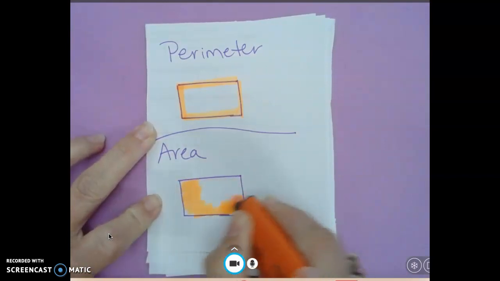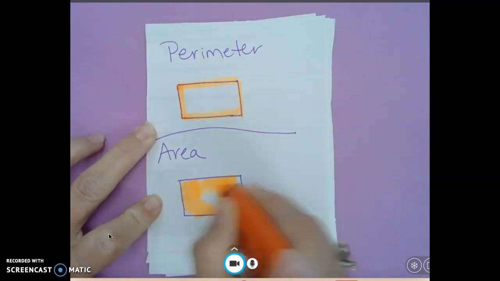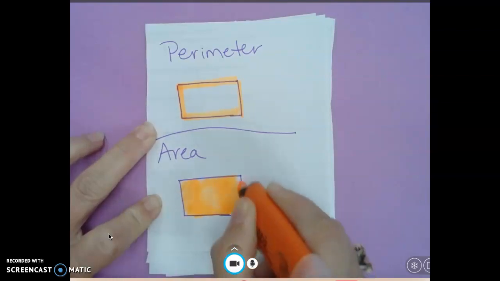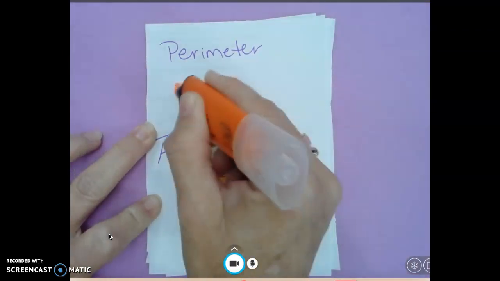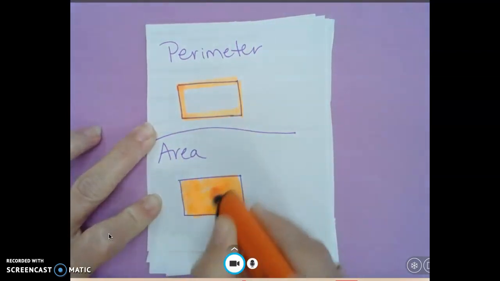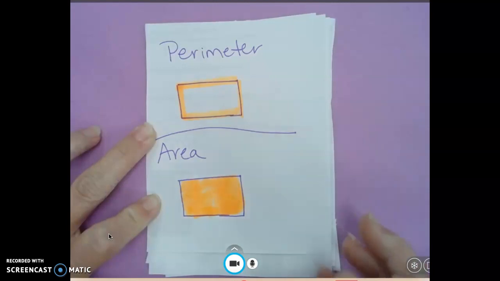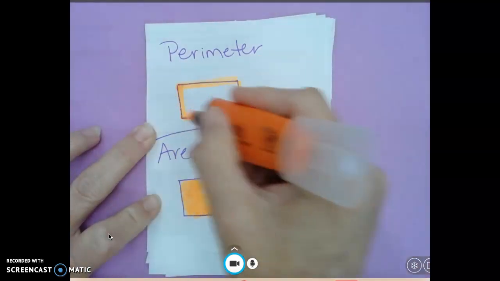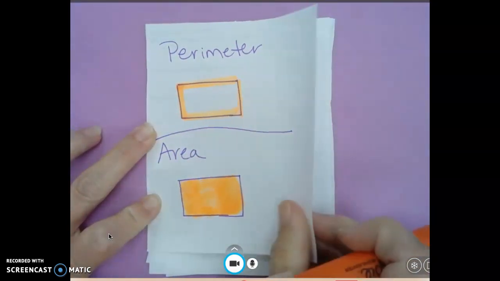So let's say, for example, we were talking about a pasture, maybe a pasture with cows in it. So this perimeter would be the fence, whereas the area is going to be the grass. Okay, that's the two things that we're going to be looking at. Perimeter, which is just the outside, and area, which is the inside.